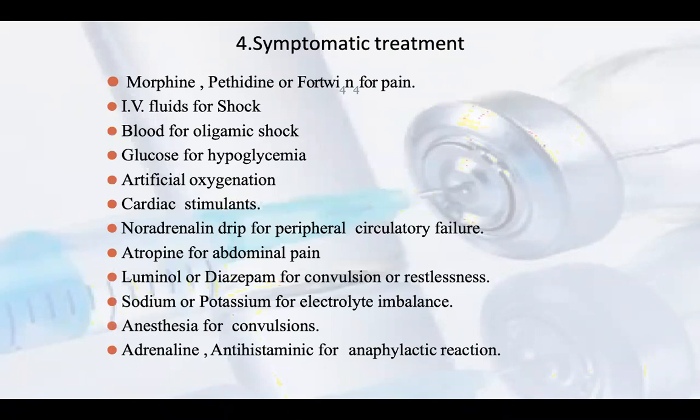Symptomatic treatment, fourth one is that you can give morphine, pethidine for pain, IV fluids for shock, blood for oligemic shock, glucose for hypoglycemia, artificial oxygenation, cardiac stimulants, noradrenaline drip for peripheral circulatory failure, atropine for abdominal pain, luminal or diazepam for convulsion or restlessness, sodium or potassium for electrolyte imbalance, anesthesia for convulsions, adrenaline and antihistamine for anaphylactic reaction can be given.